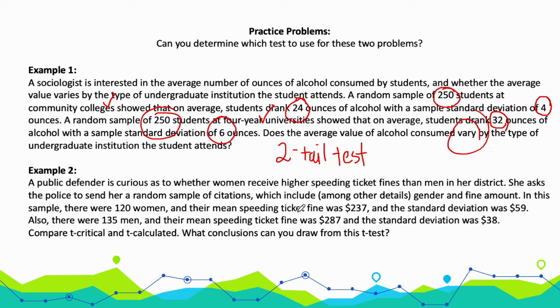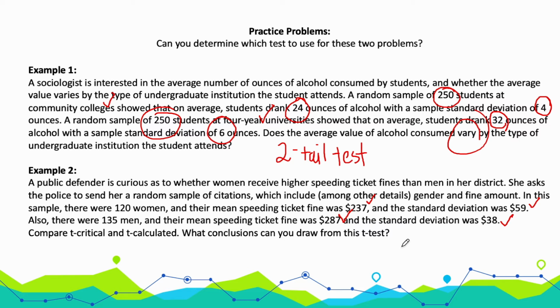Let's look at example 2. A public defender is curious as to whether women receive higher speeding ticket fines than men in her district. She asks the police to send her a random sample of citations, which include, among other details, the gender and fine amount associated with that ticket. In this sample, there were 120 women, and their mean speeding ticket fine was $237, and the standard deviation was $59. Also, there were 135 men, and their mean speeding ticket fine was $287, and their standard deviation was $38. Compare t-critical and t-calculated. What conclusions can you draw from this t-test?